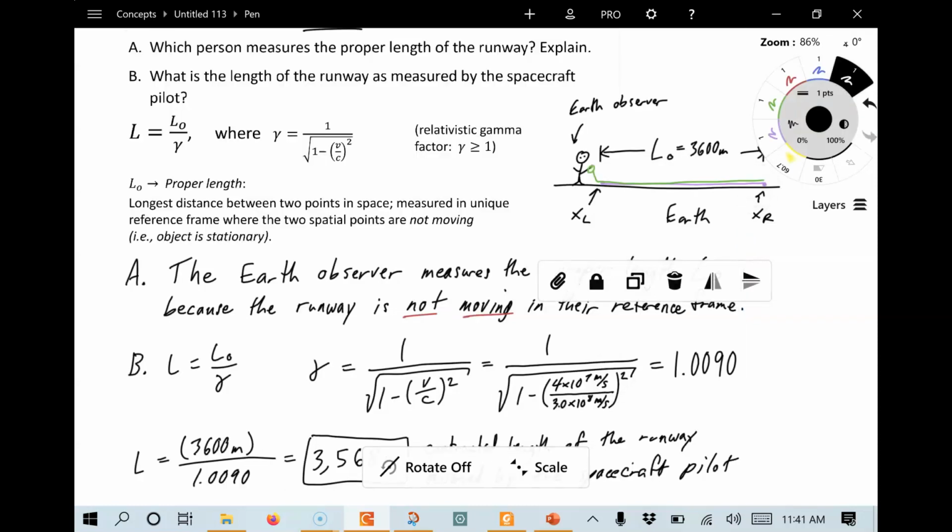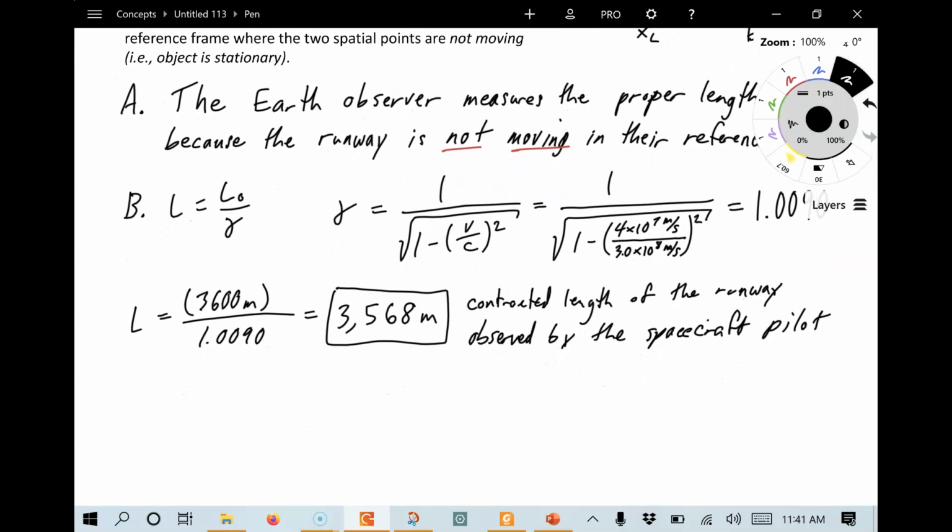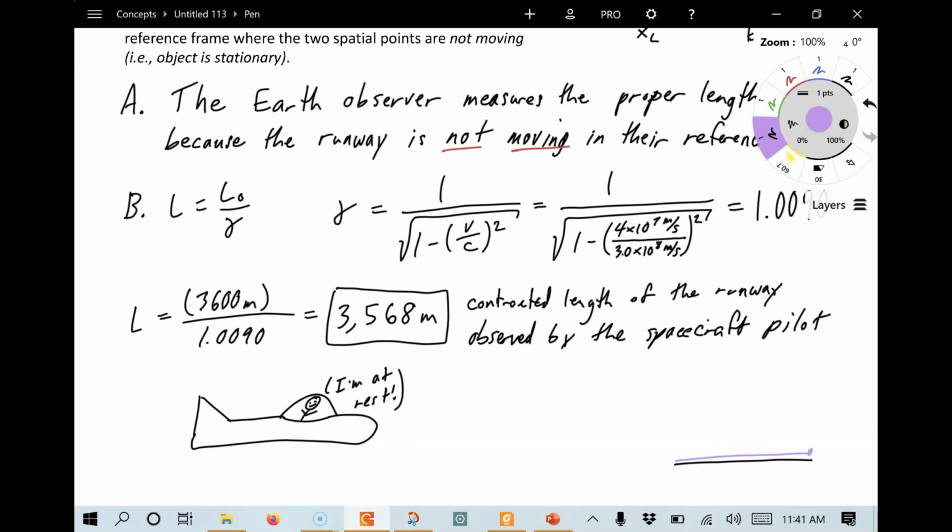Let's see what the spacecraft pilot's reference frame looks like. You've got this person in their spacecraft. We typically think of the spacecraft as moving, but the pilot thinks they're at rest. What do they observe? They see the whole runway and the Earth, so here's our little runway. That thing is moving with a speed v of 4 times 10 to the 7th meters per second towards the observer in the spacecraft, who is at rest. In other words, these two points are moving, and this observer sees a shorter length between the two points, a contracted runway.